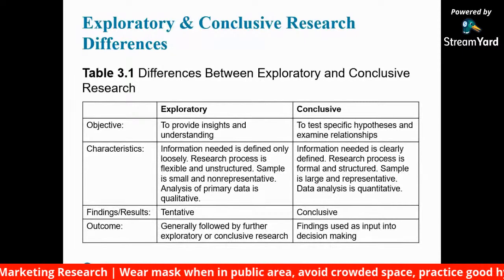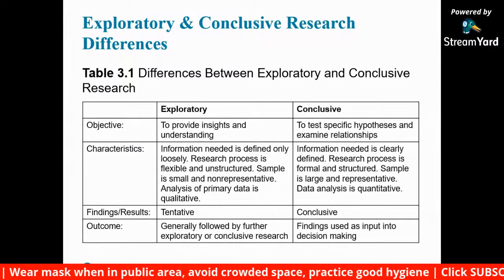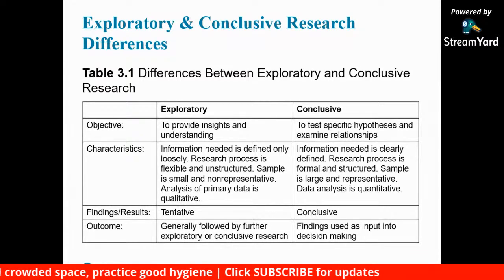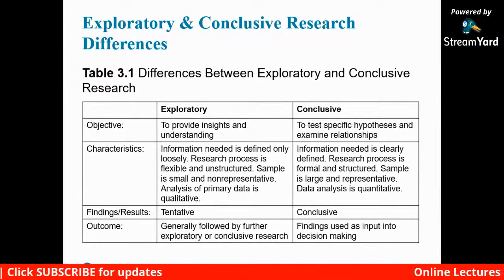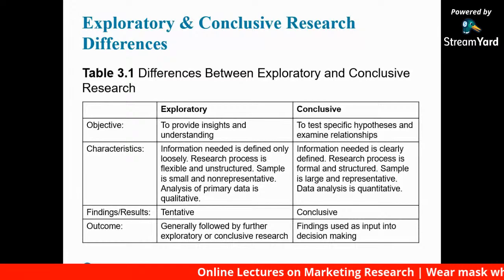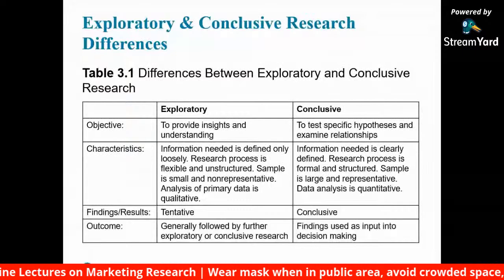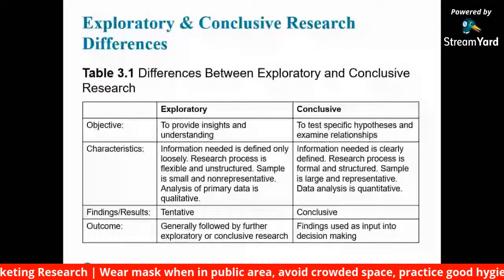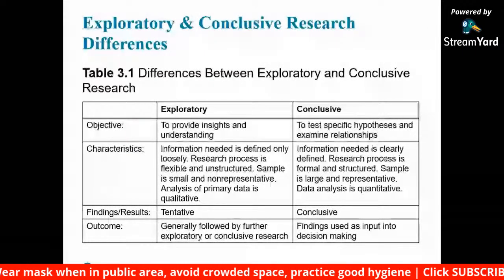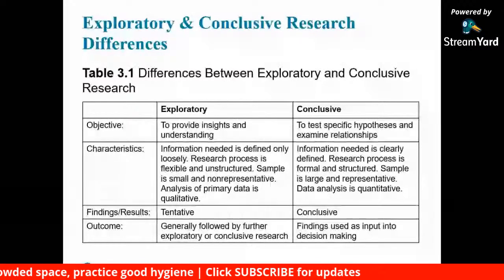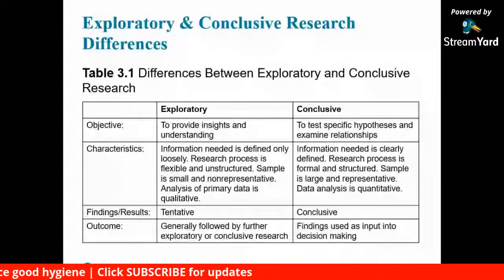However, for conclusive, this kind of research design is to test specific hypotheses and examine the relationship. Okay, the variable is there, the event or situation you want to look at is there, but you want to know about the relationship between this variable and this situation, or we call it the dependent variable you want to test.